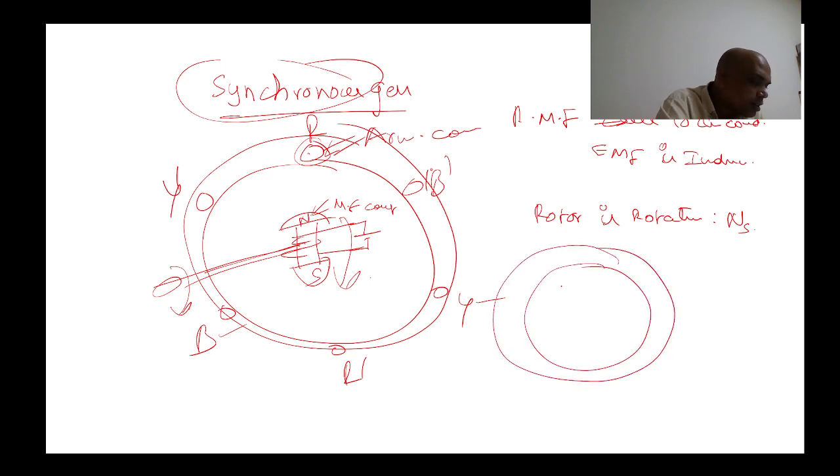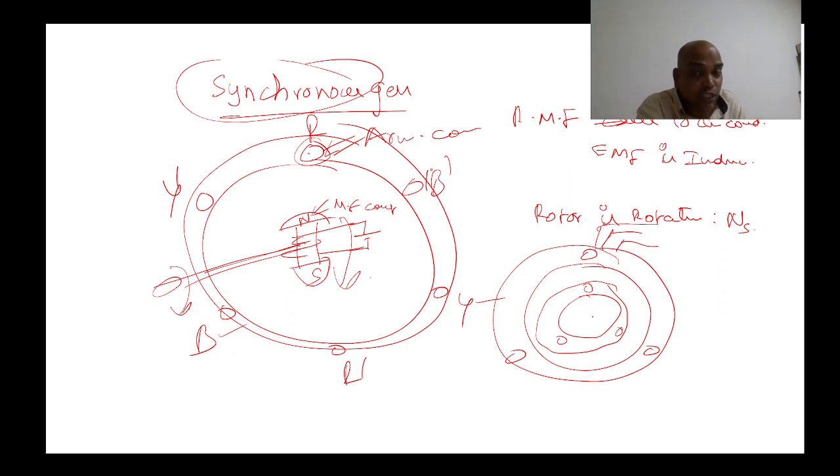But coming to the induction motor, the stator is the same: R phase, Y phase, B phase. But on the rotor, here the field winding is placed on the rotor, but in the induction machine a three phase winding is placed on the rotor.